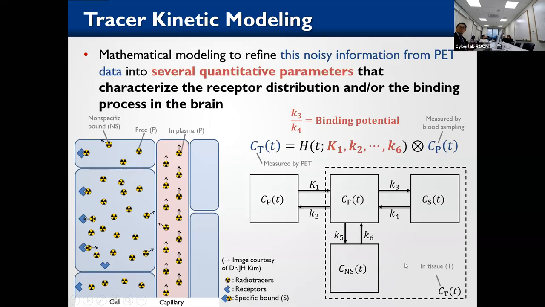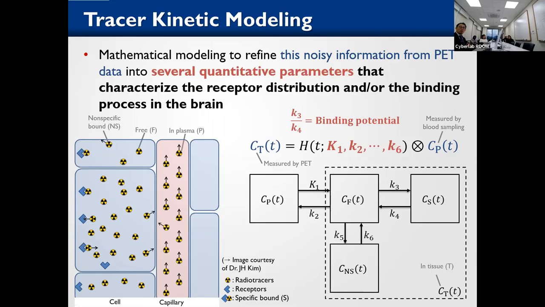And here is the important thing. We can only measure the tissue concentrations, not the CF or CS or CNS. They are just conceptual and determined by these K parameters.